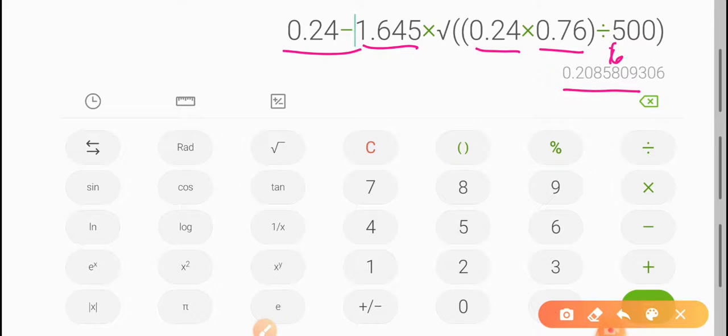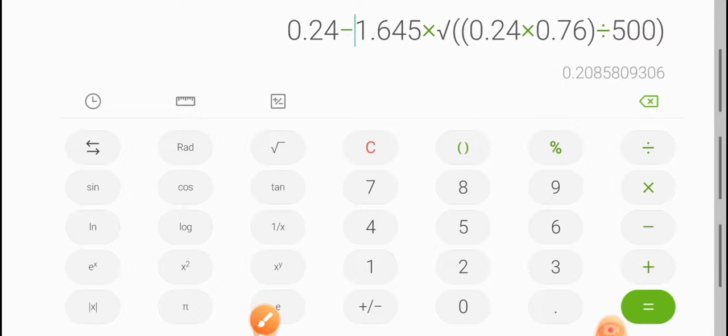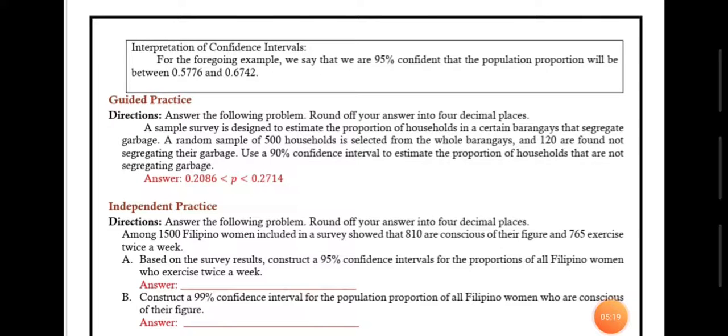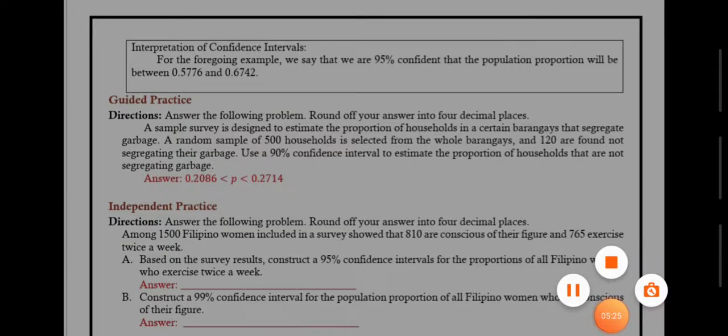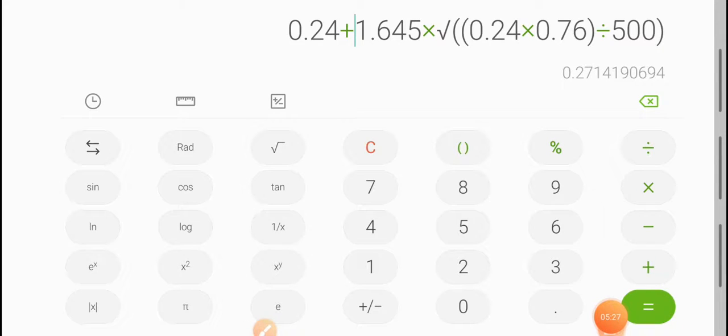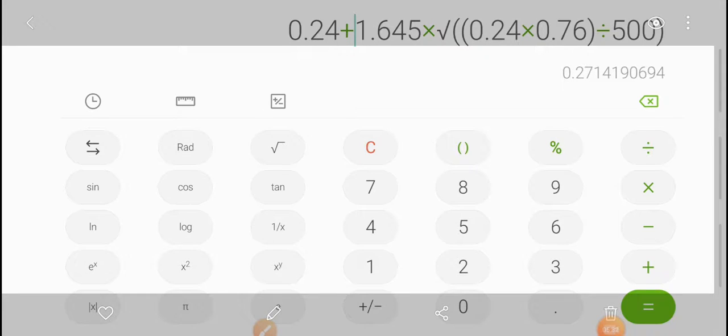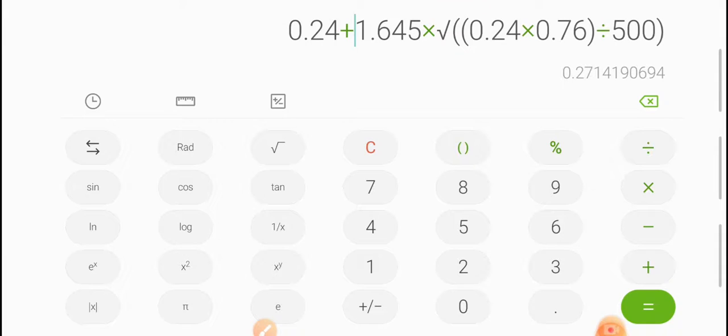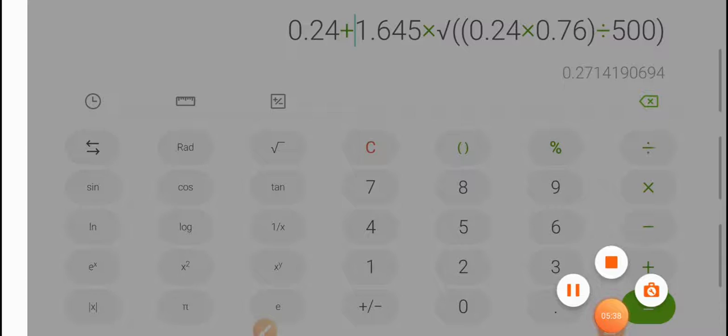So 0.2086. Okay? So 0.2086. And how are we going to get 0.2714? Just change the subtraction to addition. So you'll have 0.271419. Then you'll have 0.2714.